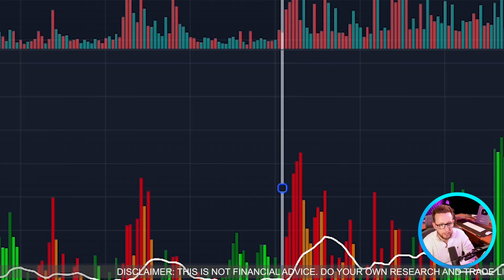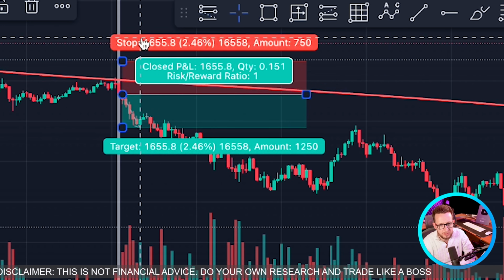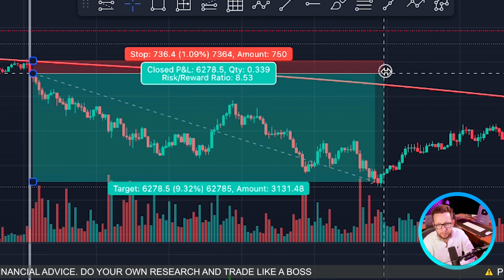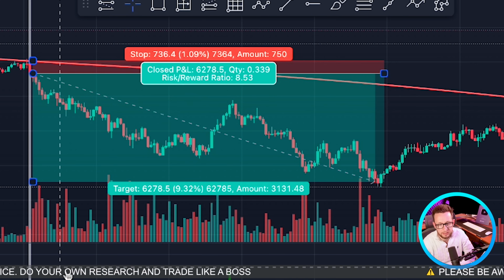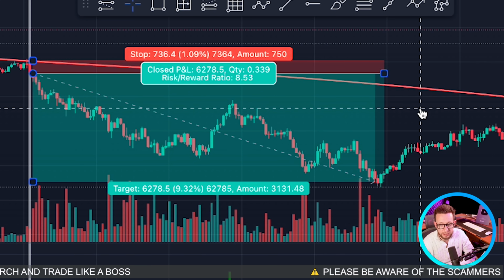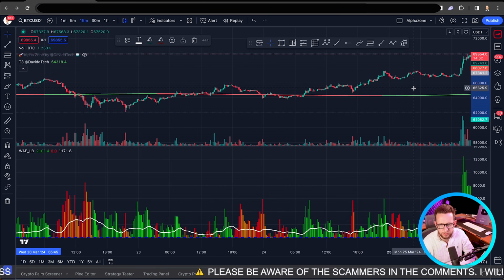This one just here would have made an absolutely fantastic short from this position here all the way down to here, giving us a wonderful win of 9%, almost 10%. So yeah, as you can see, it would have been an absolutely brilliant entry just there. It's not always the case, but yeah, they work extremely well together.